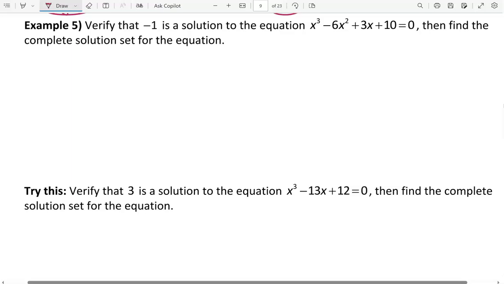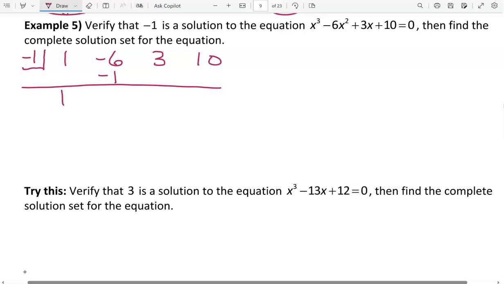In example 5, we're asked to verify that negative 1 is a solution to this polynomial equation, and then find the complete solution set. The best way to do this is to assume that x plus 1 is a factor and divide. So divide the polynomial by x plus 1, and the 0 of the divisor goes in the box for synthetic division. Bring down that 1, times negative 1 is negative 1. Add that column, times negative 1 is 7, and add that column, and then times negative 1 is negative 10, and we do get a 0 remainder.